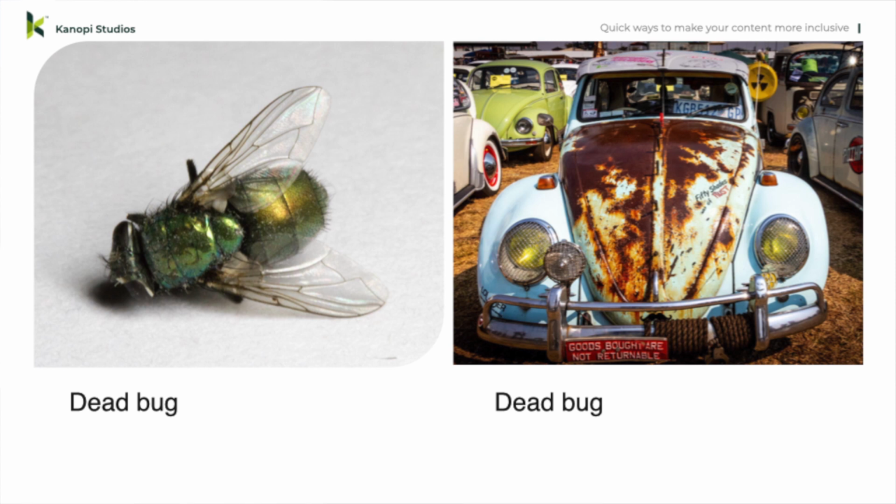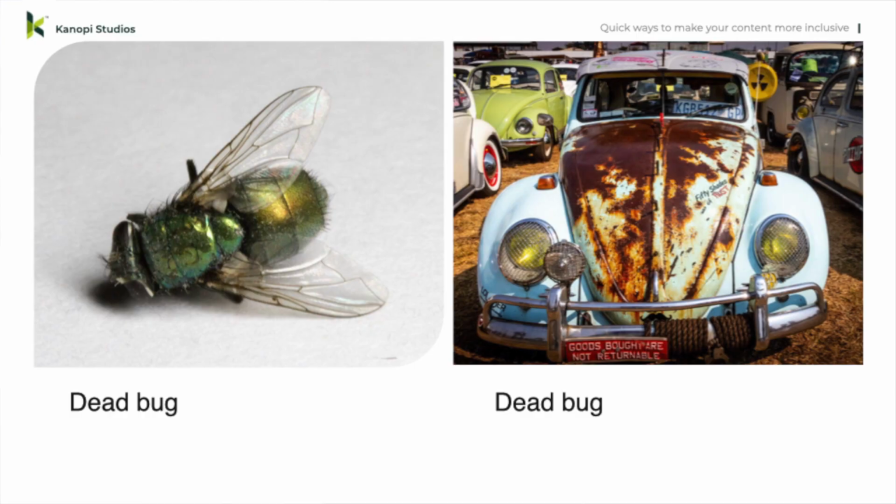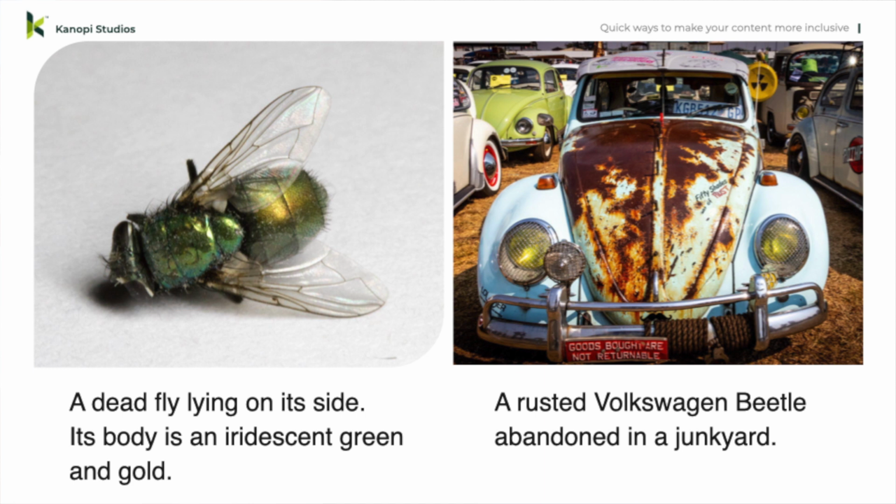These are both dead bugs. Here's where it gets interesting. You want to provide context to your alt text, because someone who is listening to the assistive technology read this off can conjure up many images. They can conjure up this dead bug or that dead bug. So let's make sure we give them the context that one is a dead fly lying on its side. Its body is an iridescent green and gold. The other one is a very rusted Volkswagen Beetle in a junkyard.